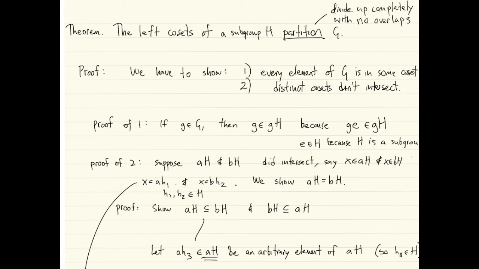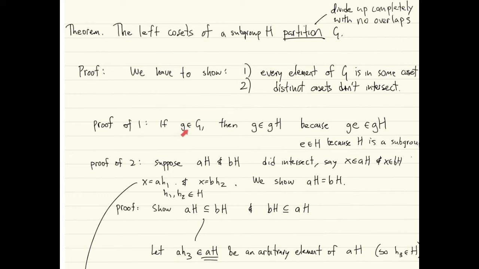So this is the main point of this lecture: the left cosets of a subgroup H partition the group G. And by partition, it means divide up completely with no overlaps, unless of course the two cosets are equal. Okay, so to show something partitions group G, again an arbitrary group, not either of the two examples we've seen, we have to show that every element of G is in some coset, and then also that distinct cosets don't intersect at all.